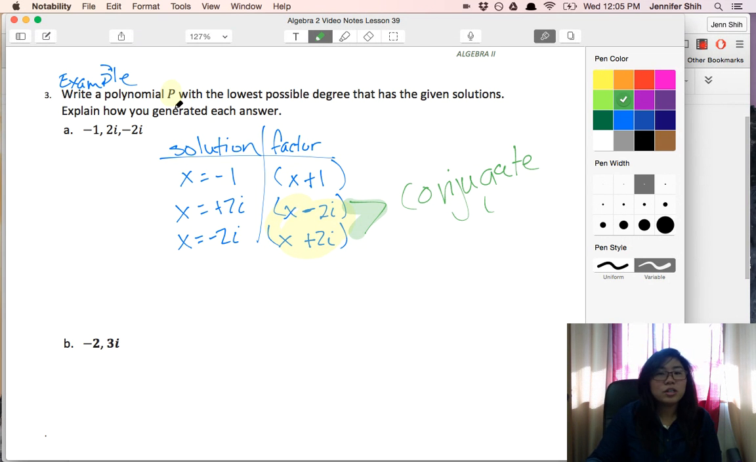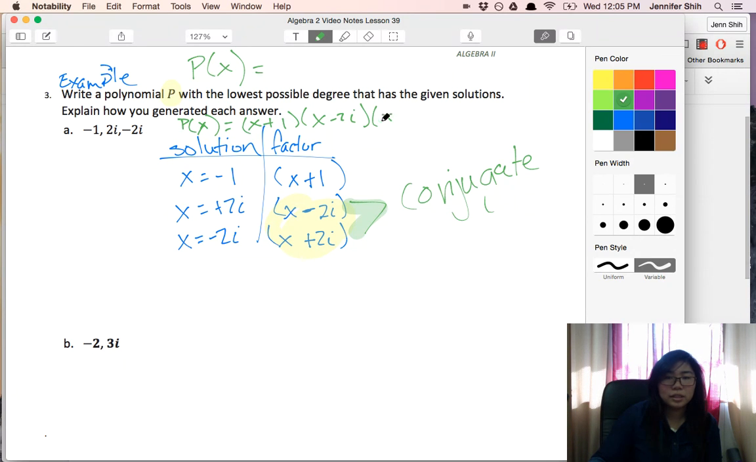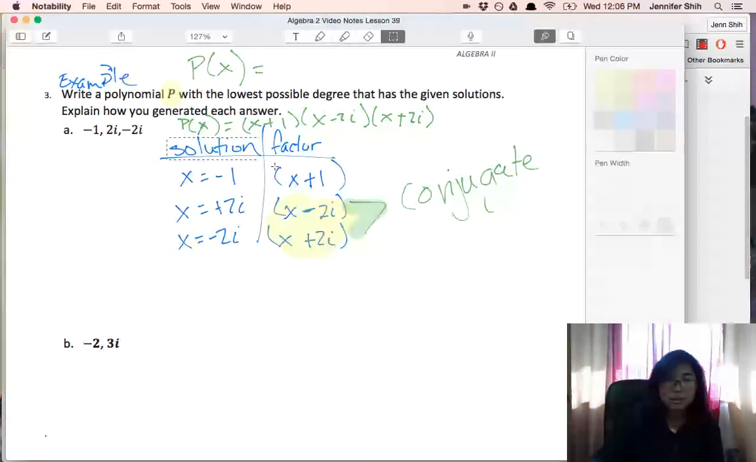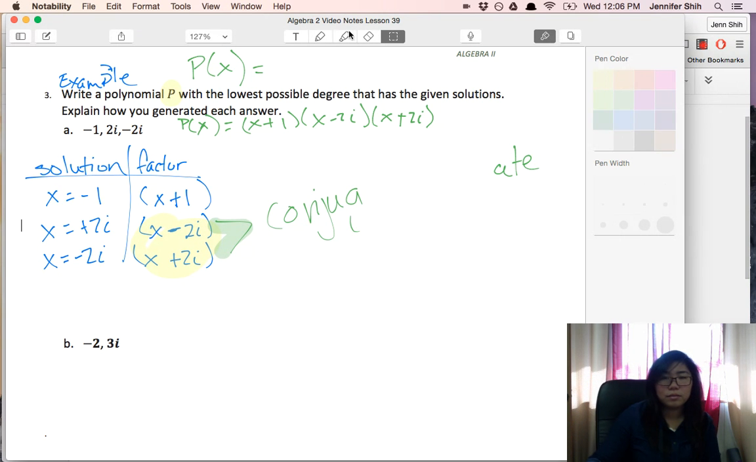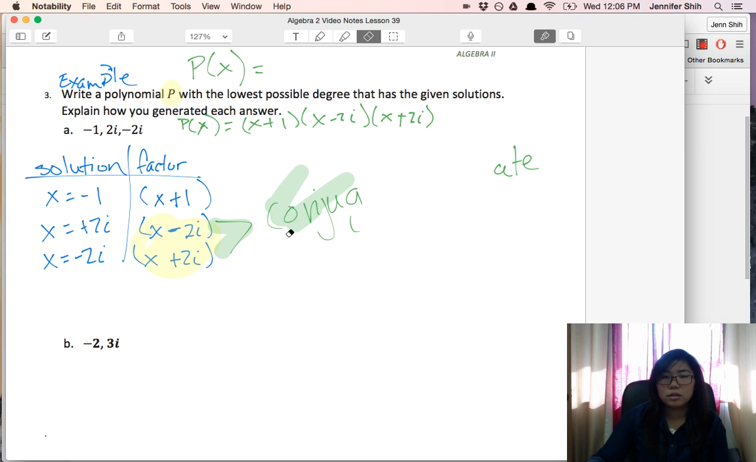Okay, so we're still writing a polynomial P. It's going to look like this: P of x is equal to something. That's how you read that, with the lowest possible degree. So P of x is going to equal all of our factors multiplied together. And I think like in unit 2, we would practice this. So let's multiply all of our factors: x plus 1, x minus 2i, and x plus 2i. And now we're going to use our good box method skills to multiply this.